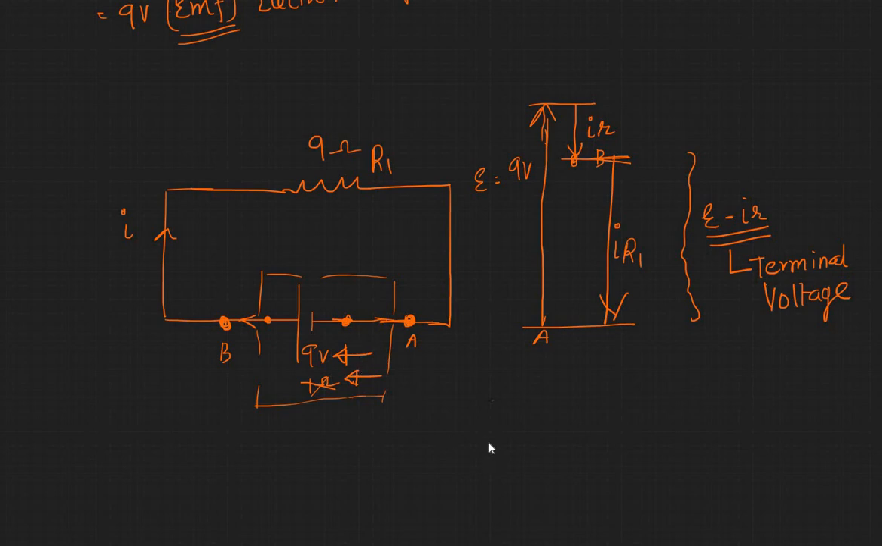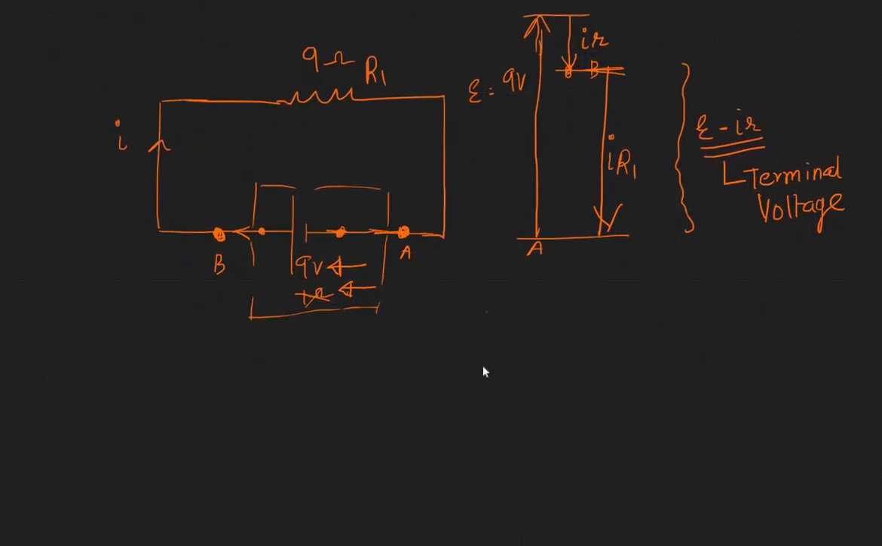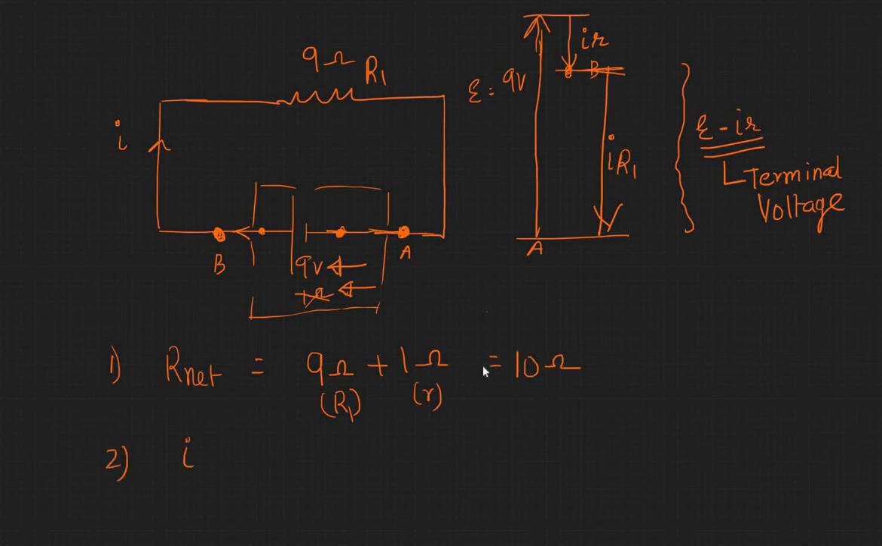When you get such a problem, you do it exactly the same way. The first thing you have to do is find your R net, and your R net would be equal to 9 ohms of R1 plus 1 ohm of internal resistance. So this is your R1 and this is your r. That's equal to 10 ohms. The second thing is you find I, which is E by R net. That's 9 by 10, that's 0.9 amperes.